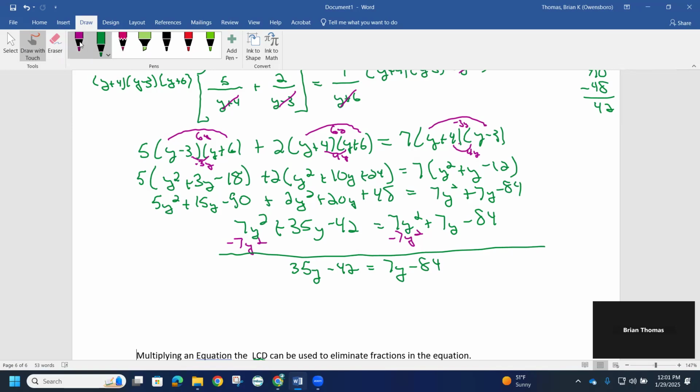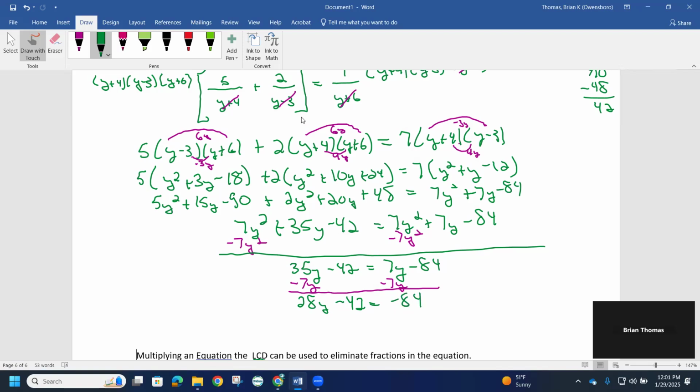So from here, to solve a linear equation, we have to get the y on the same side of the equation. So I'm going to pick on the 7y. I'm going to subtract a 7y here, as long as I subtract a 7y over there. So if I simplify that, 35 minus 7 looks like it's 28y. 28 plus 7 is 35, yeah. So minus 42, the 7y is canceled. So all that's left over here is a -84.